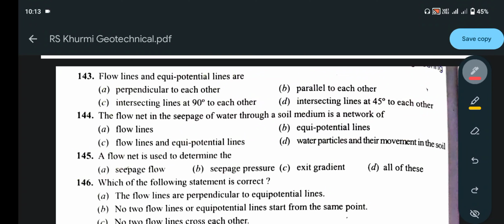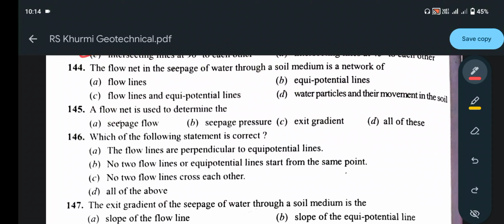Next question, flow lines and equipotential lines are perpendicular to each other, parallel to each other, intersecting lines at 90 degree to each other, or intersecting lines at 45 degree to each other. So the answer will be intersecting lines at 90 degree to each other.